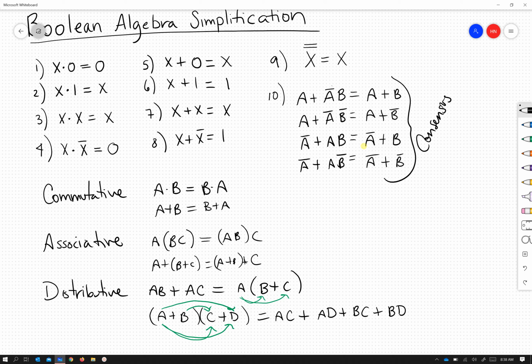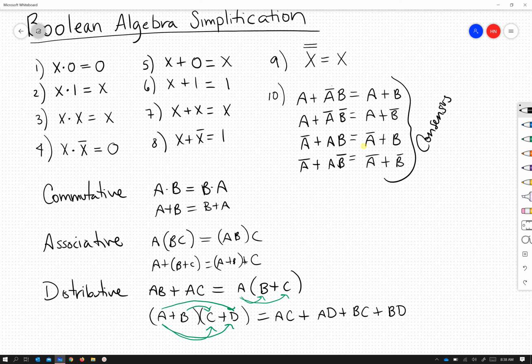I just realized I used rule number 10, the consensus theorems. I just wrote them all using A's and B's instead of X's, but it's the same. You could use any letters for these situations. Same thing with the commutative and associative properties. Okay, so these are the rules that you need to know in order to be able to simplify equations.